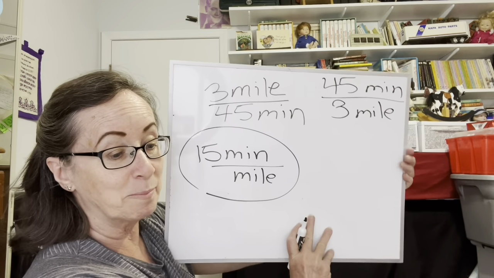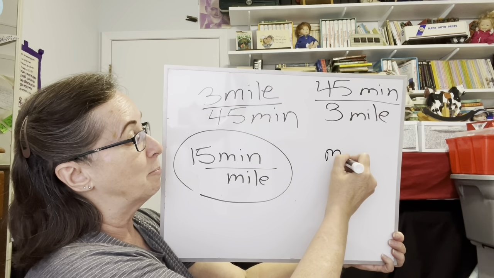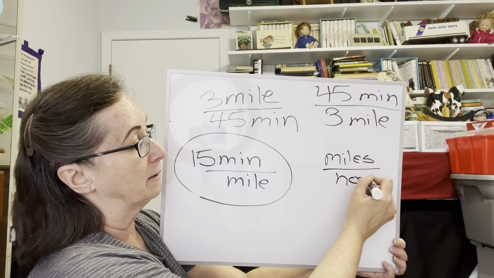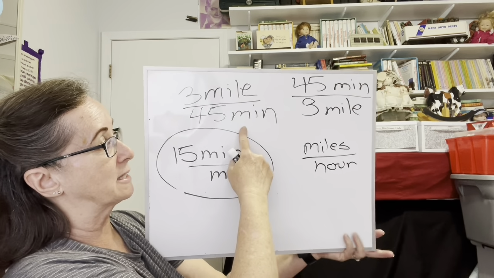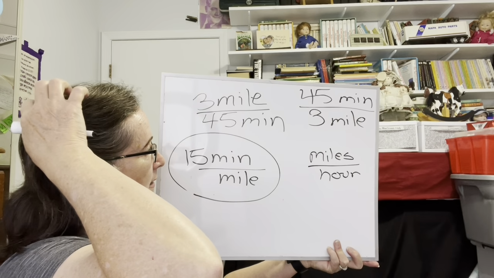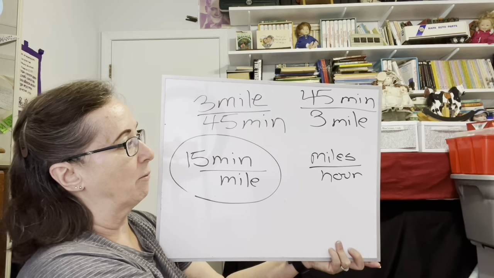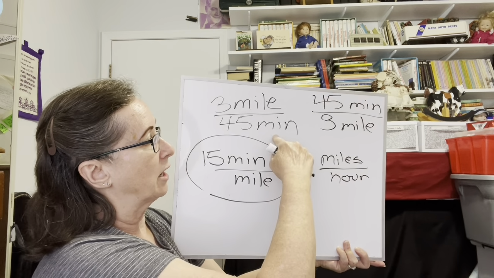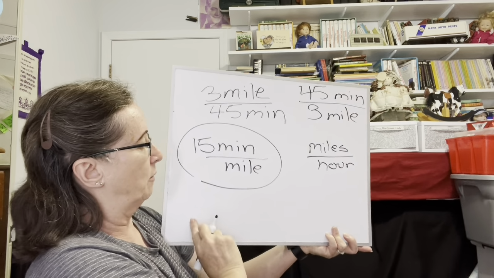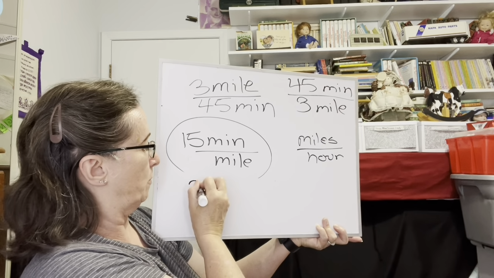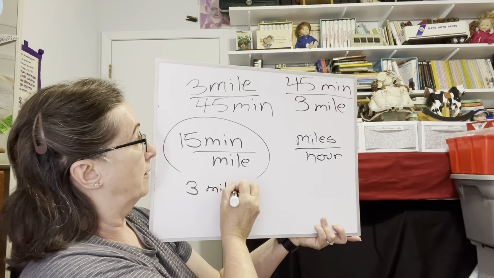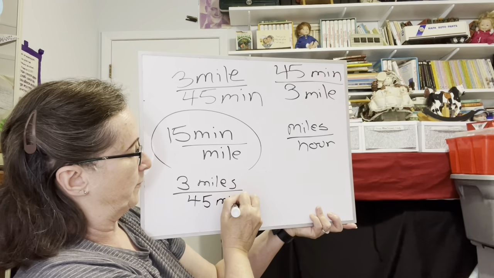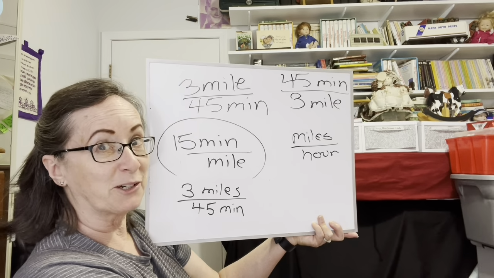Now, the second part is to write it in miles per hour. Okay? Now we started with this one. So let's think about this. Miles per hour. There's several ways that we could do this. First of all, I'm going to start with this one right here. I know that I have 3 miles in 45 minutes. I'm showing you the easiest way to do it first.